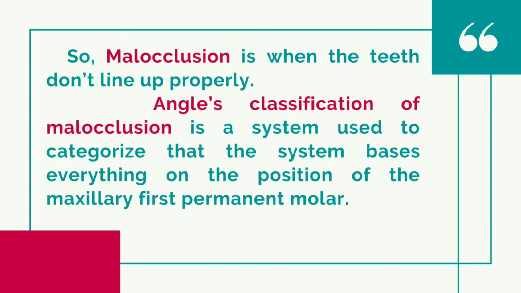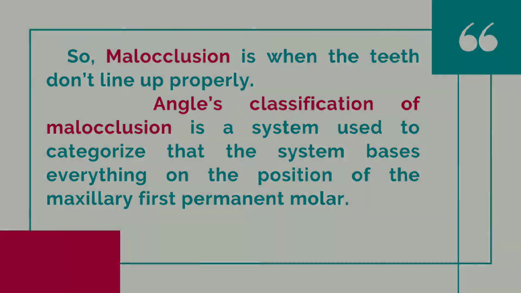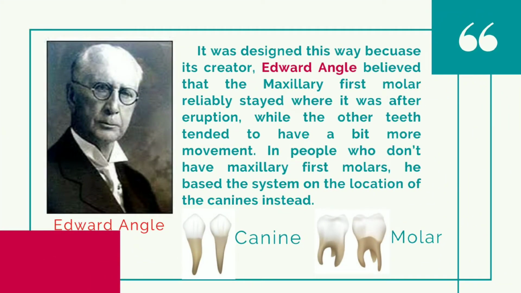Angle's classification of malocclusion is a system used to categorize that. The system bases everything on the position of the maxillary first permanent molar. It was designed this way because its creator Edward Angle believed that the maxillary first molar reliably stayed where it was after eruption, while the other teeth tended to have a bit more movement. In people who don't have maxillary first molars, he based the system on the location of the canines instead.